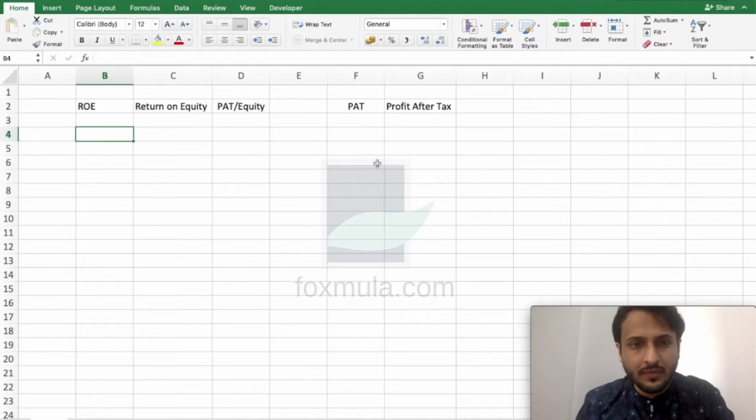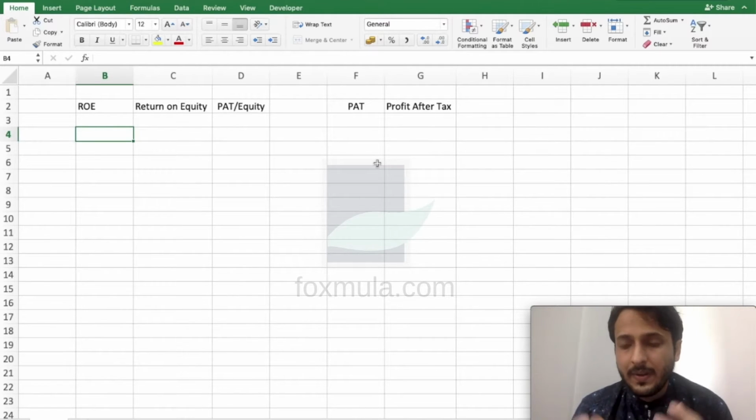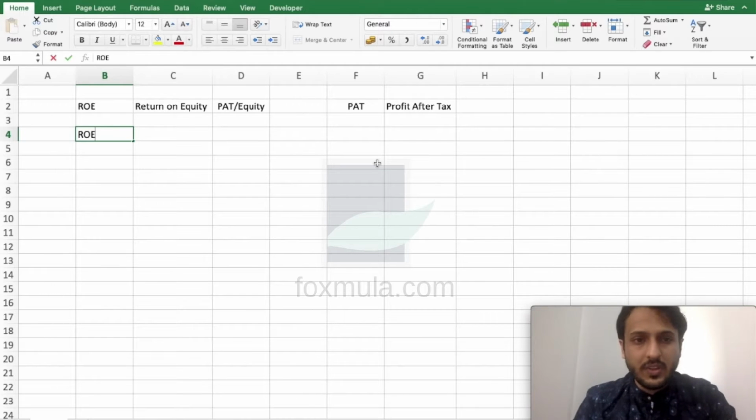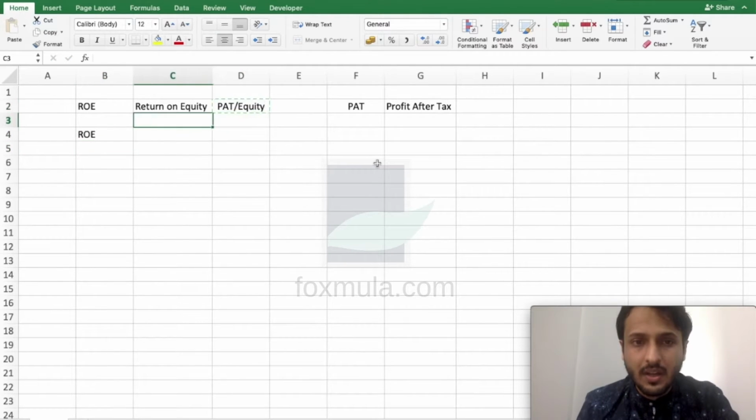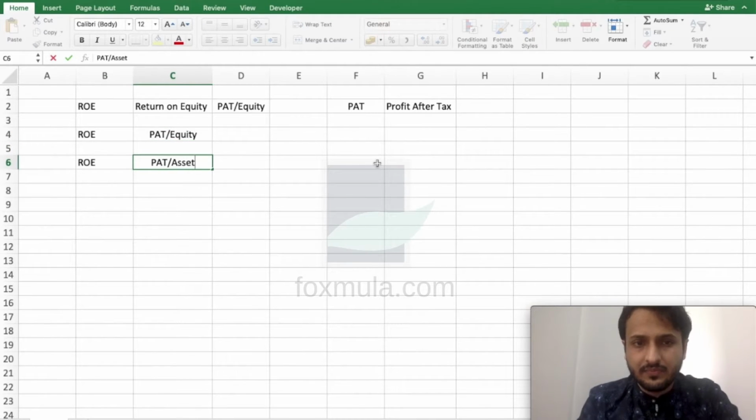Next, we are going to decompose return on equity into three different factors, and then we will see if return on equity is good, then why is it good? If it is bad, then why is it bad? So let's first divide return on equity into two parts. I'll start with this. Return on equity is nothing but profit after tax upon equity. I can write the same thing as profit after tax upon assets multiplied by assets upon equity.